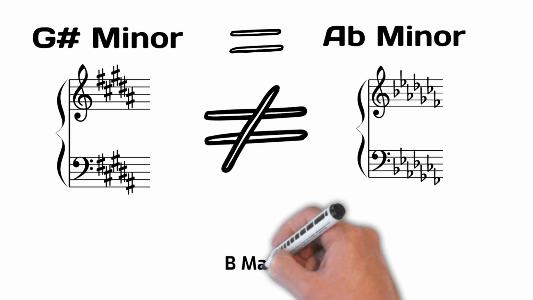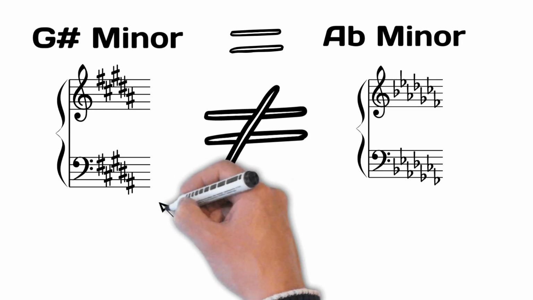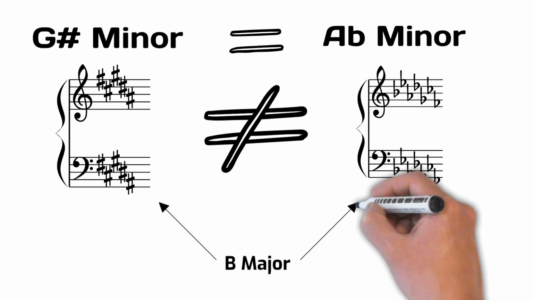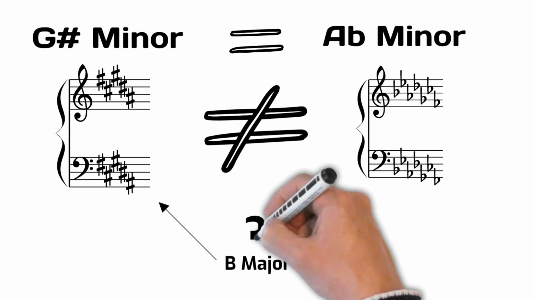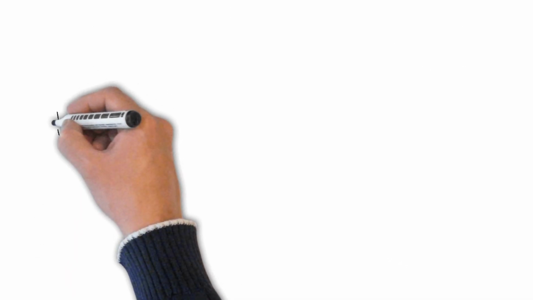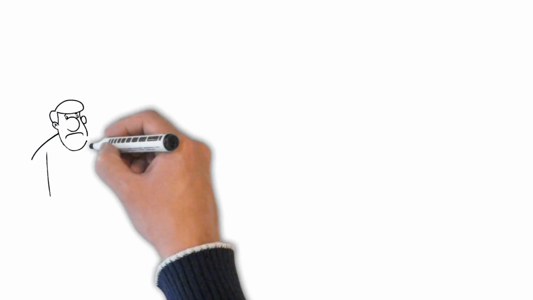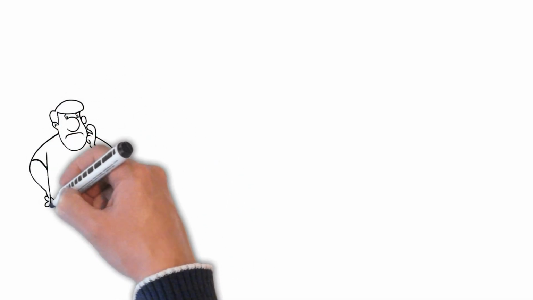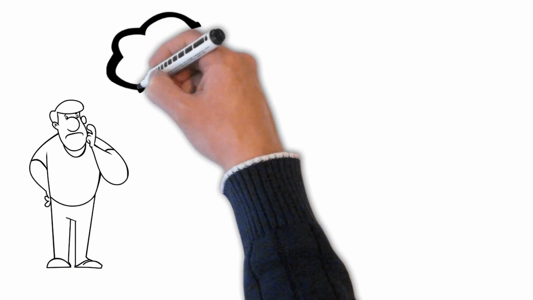In our previous example where B major becomes G sharp minor, how can we say that the relative minor of B major is G sharp minor and not A flat minor? The logic behind this is a more advanced topic, but to simplify, the distance between the major key and its relative minor must be a third.